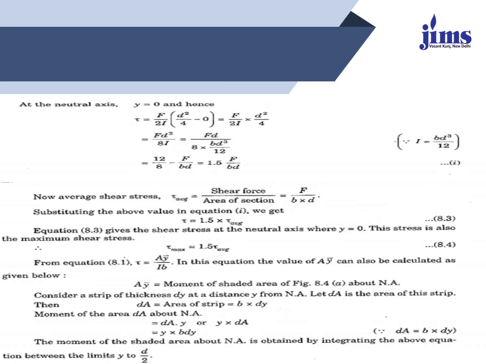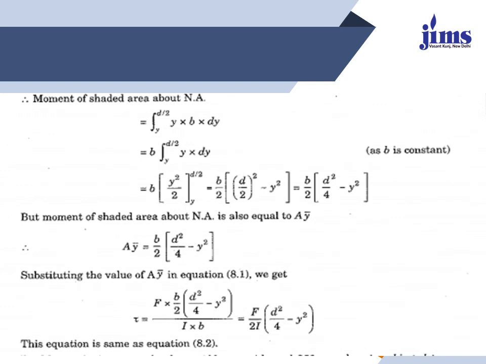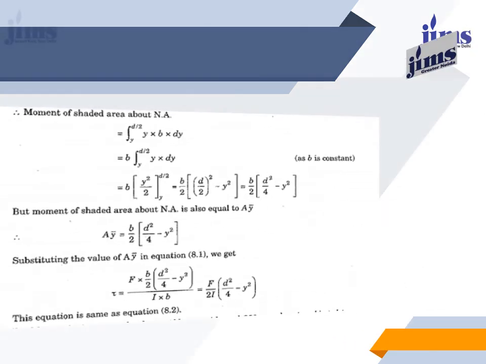From equation 8.1, tau is equal to A y bar divided by I into B. In this equation, the value of A y bar can also be calculated as given below. A y bar is equal to the moment of the shaded area about the neutral axis, where dA is the elementary area strip, that is the integration from y to D by 2 of y multiplied by B dy, which is B multiplied by the integration from y to D by 2 of y dy. On solving this equation, we get tau is equal to F by 2I multiplied by D square by 4 minus y square. This is parabolic in nature.